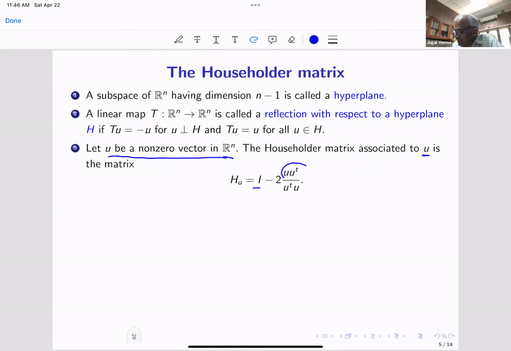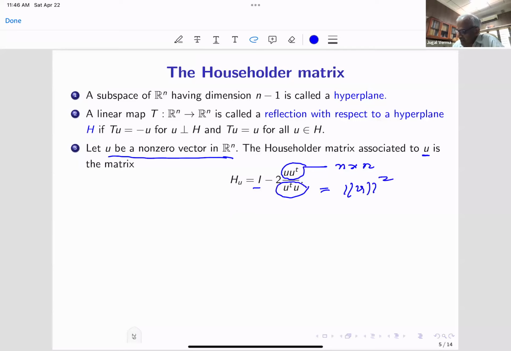U U transpose is an n by n matrix of rank one, where U is a non-zero vector, and then we divide by the square of the length of U. This is the square of the length of U. Okay, so this is my matrix HU.